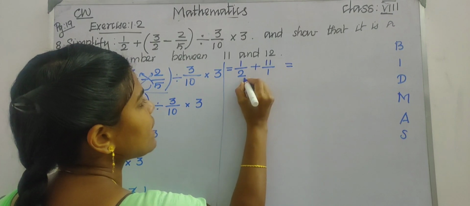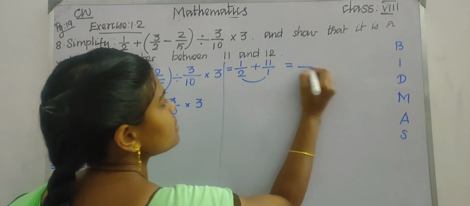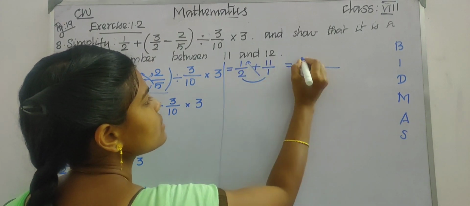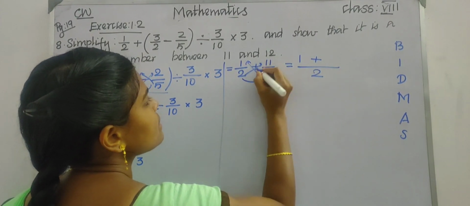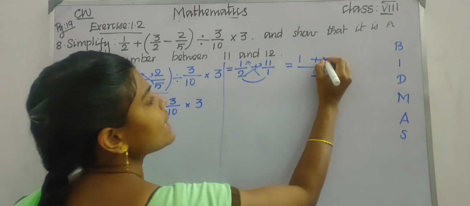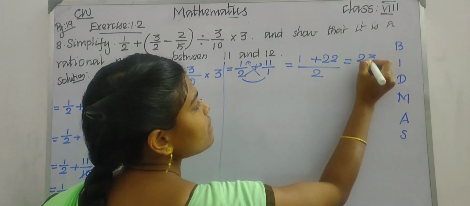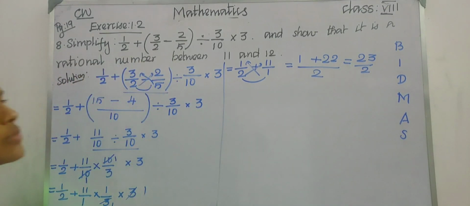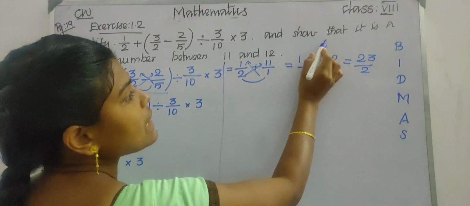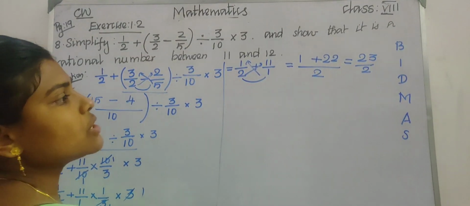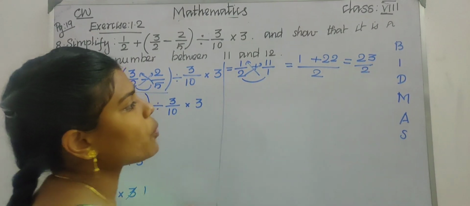See, we can do cross multiplication method. Okay, so 1 2 is 2. Now cross multiply, 1 1 is 1 and then put plus 2 1s are 2. Okay children, so we are getting the answer as 23 upon 2. Okay children, so what is the next question? And show that it is a rational number between 11 and 12, right? So we got the answer as 23 upon 2.